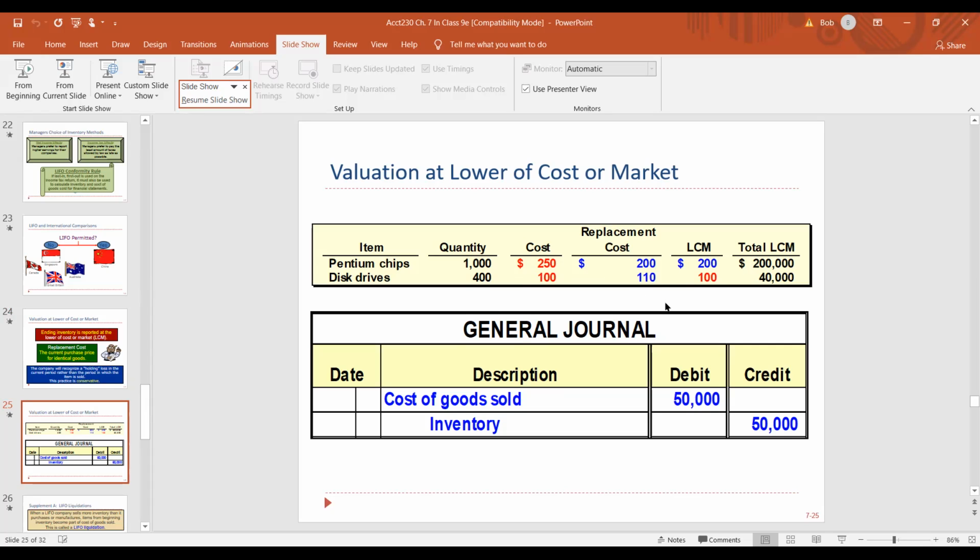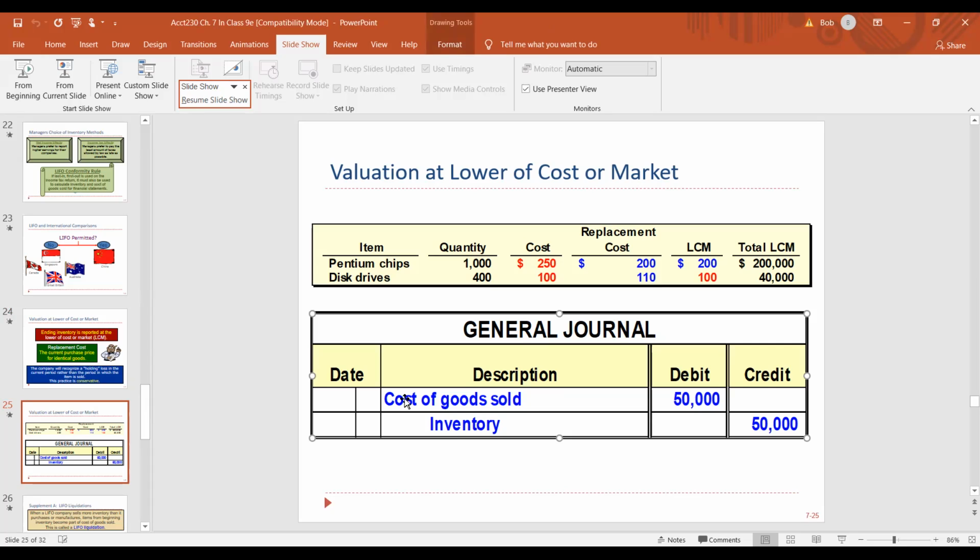So that $290,000 inventory must be written down by $50,000. 250 minus 200 is $50 per unit times 50. Not a hard calculation. And you're going to debit cost of goods sold and credit the inventory. The inventory has lost that value.